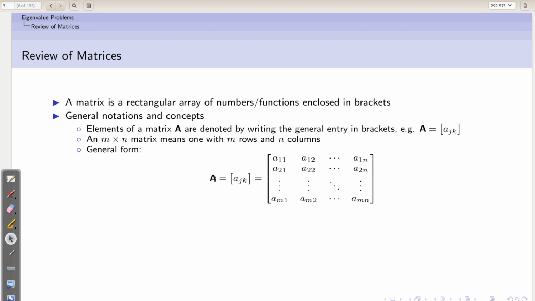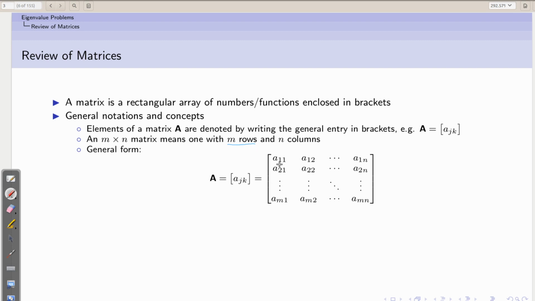So I could just call it a matrix A, or I could represent it with a general element A_jk inside brackets. If I want to expand it, I have A11, A12 and so on all the way till A1n. Likewise, in the second row we have A21, A22 and so on all the way till A2n, and so on, Am1, Am2 and so on. So here we have m rows.